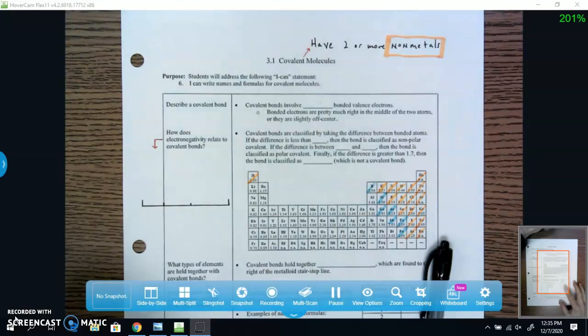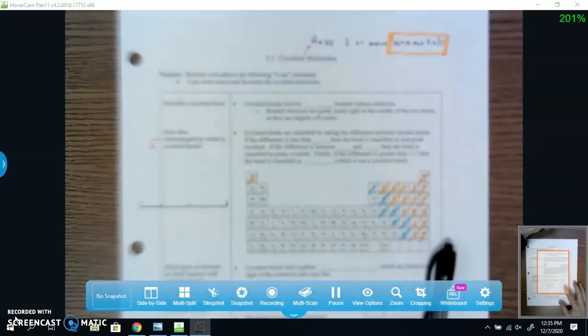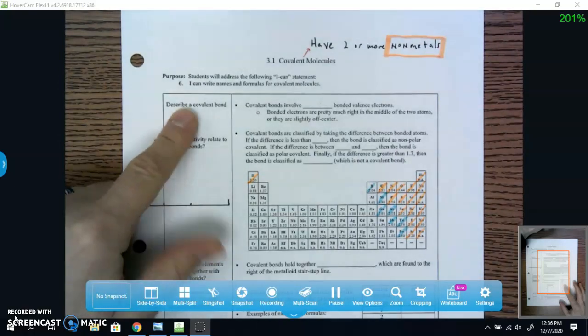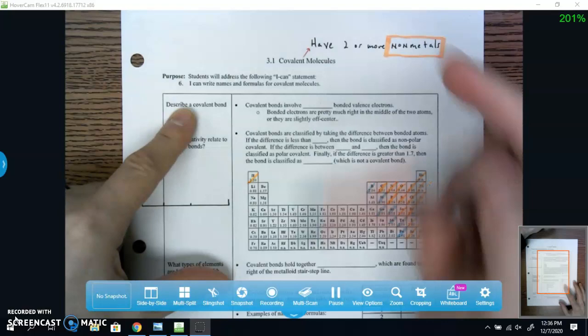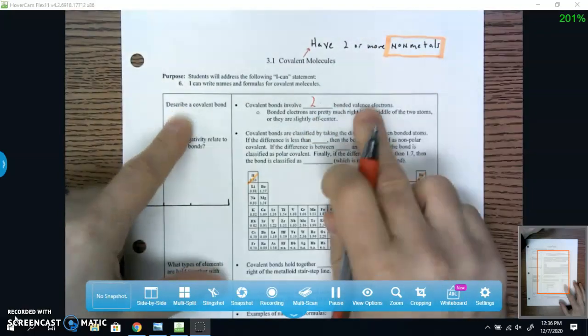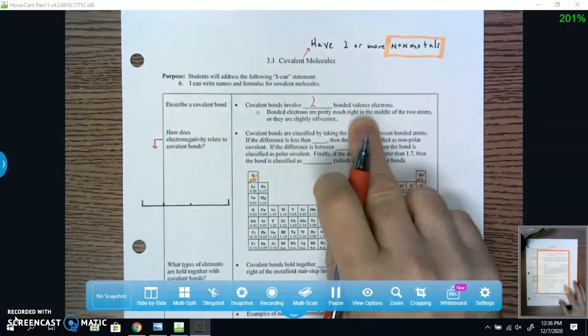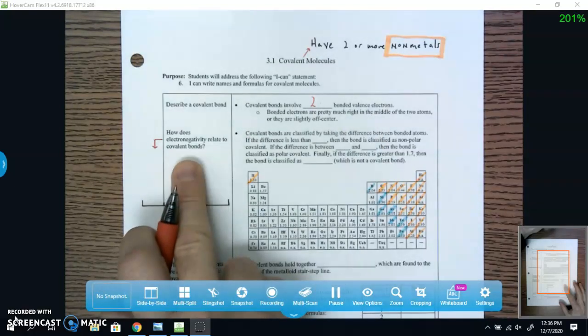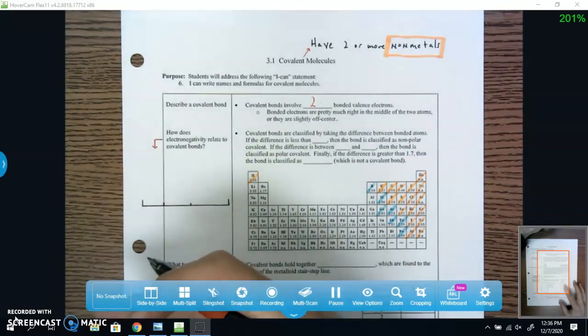All right, now what we're going to do is to get into the notes. So the first question asks us to describe a covalent bond. And it says covalent bonds involve 2 bonded valence electrons. Okay, those bonded valence electrons, they're pretty much right in the middle in between the 2 bonded atoms, although they might be slightly off-center for reasons that we're going to talk about in the context of electronegativity coming up. Concerning electronegativity, now this year, 2020, because it's a unique year, I've done things a little bit out of order so that we can be really successful with the biggest ideas.